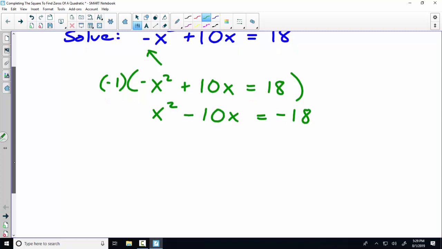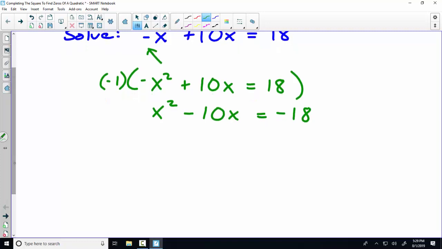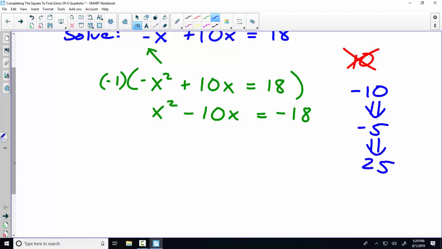All right, so now actually comes the completing the square process, where we observe the number that is in front of not the x squared, but the x. It's very tempting to say the number in front of x is 10. But that's not correct, because the number in front of the x is actually going to be negative 10. And then we cut that number in half, negative 5, and we square it, 25. And we add 25 to both sides. So I'm going to get x squared minus 10x plus 25. Negative 18 plus 25 is 7.